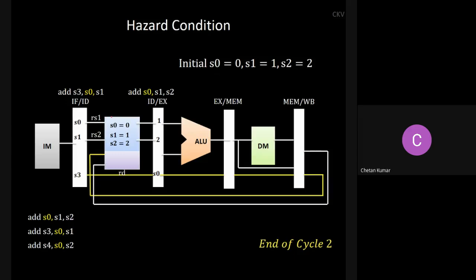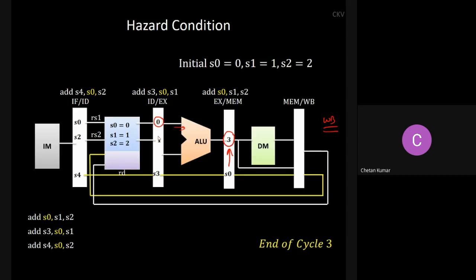Okay, so here also it's not a problem because your S0 is RS1 and S1 is RS2. Here also not a problem. But at the end of clock cycle 3, the problem starts. Where is the problem? S0 has to be updated with 3, but that will happen only in the write back stage. It has not gone to write back stage yet, whereas you're trying to send to the ALU the old value of S0. So this is where the problem starts.